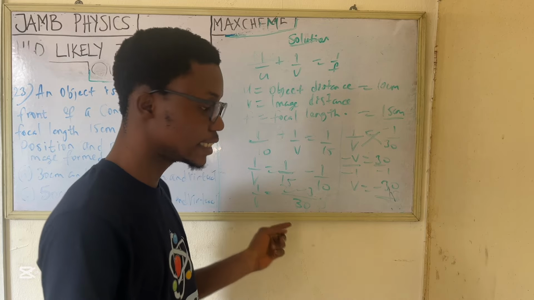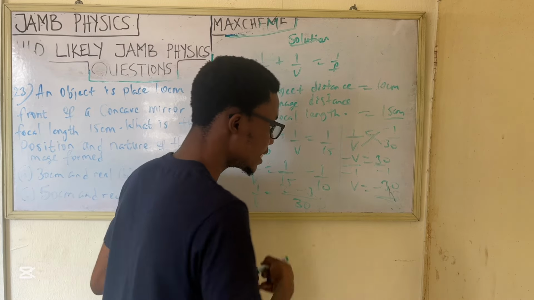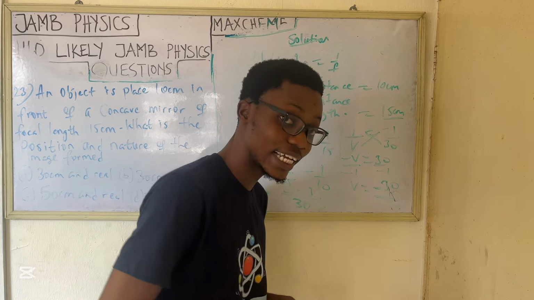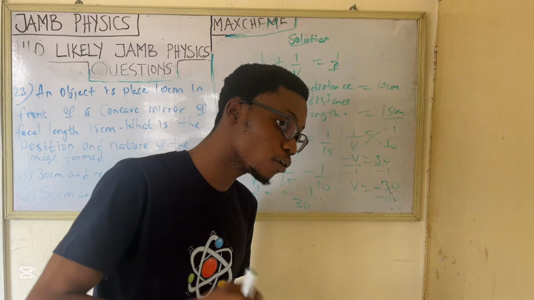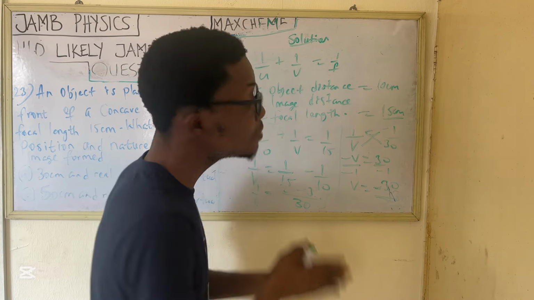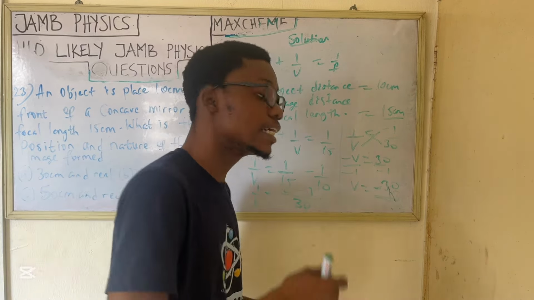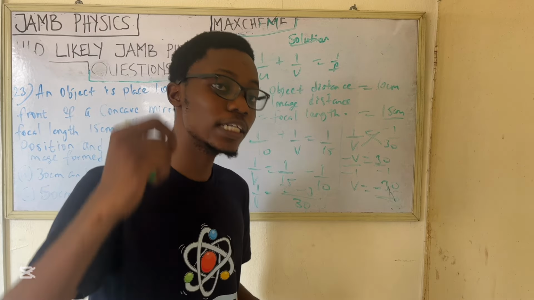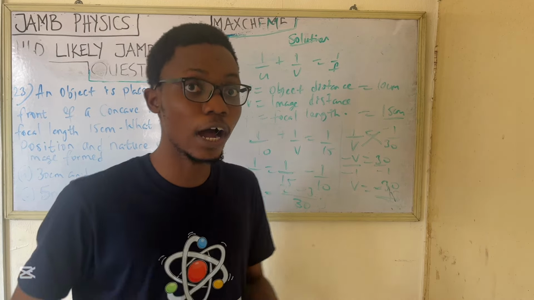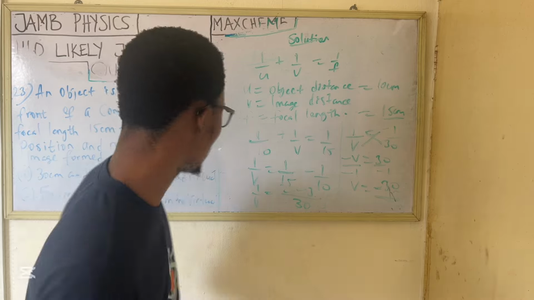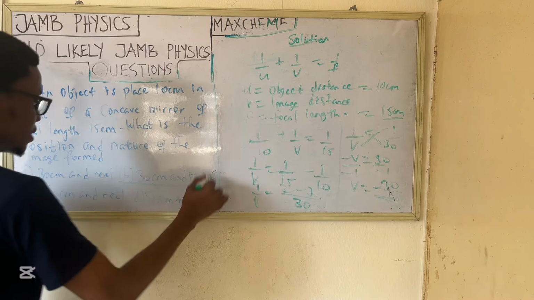It is a virtual image. If you are seeing a negative sign in front of your V, which is your image distance, it is trying to tell you that it is a virtual image. So yes, it is 30 centimeters and the image is virtual. So that is option B.